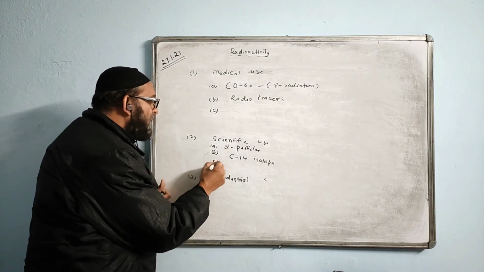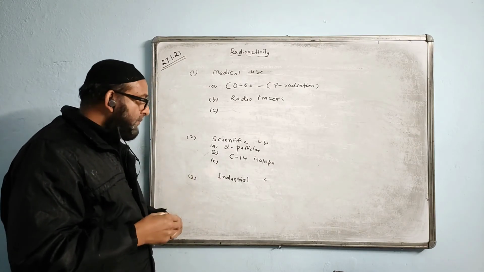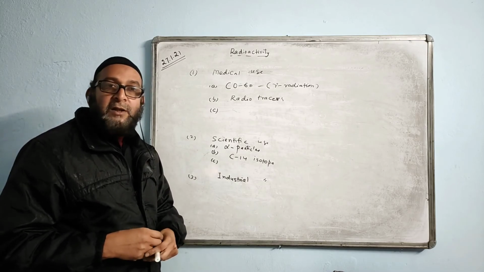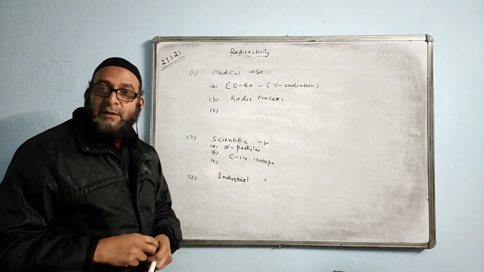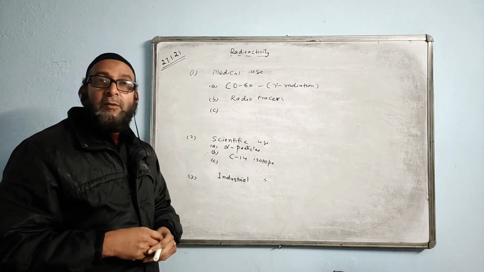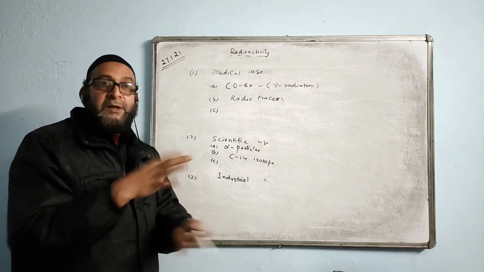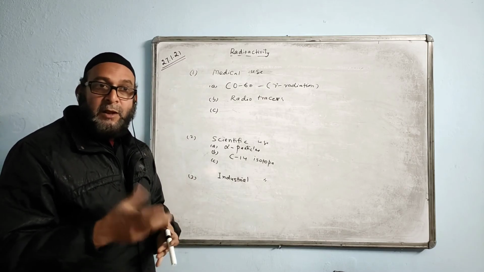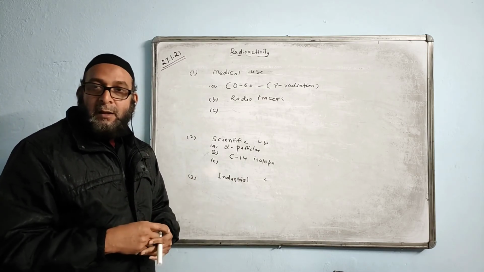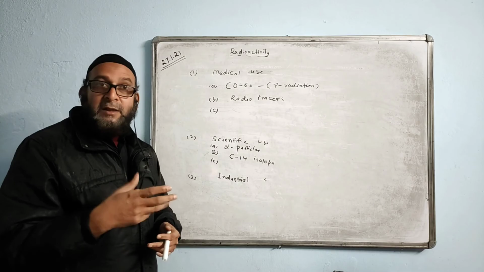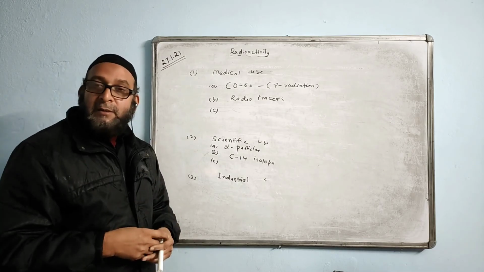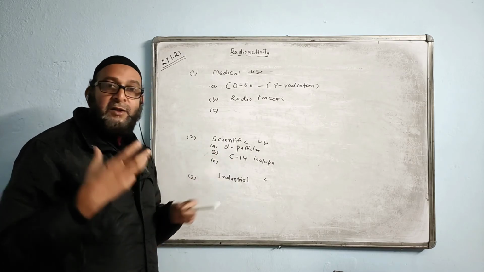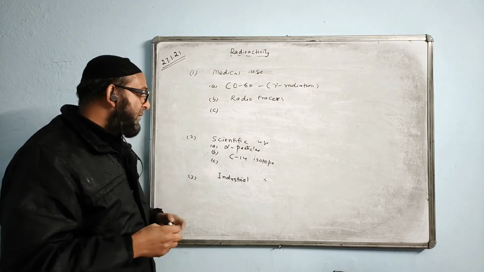And the third scientific use is that alpha particles or alpha radiations are used in recharging the space batteries. In space, batteries need to be recharged because they are connected to the cameras and many other equipment there in the satellites. So they need recharging. We don't have electricity in space, so they will be recharged by the alpha particles. Alpha radiations are used for recharging the space batteries.